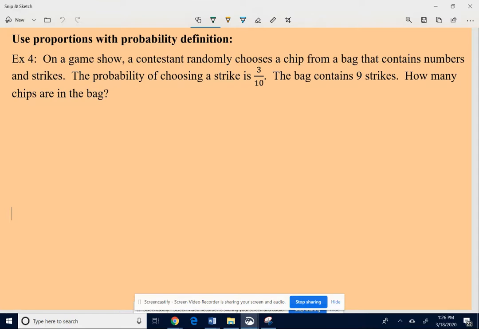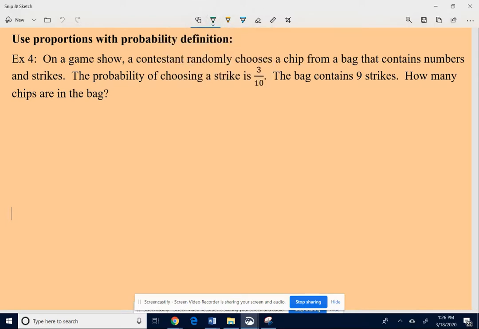Example 4. On a game show, a contestant randomly chooses a chip from a bag that contains numbers and strikes. The probability of choosing a strike is 3 out of 10. The bag contains 9 strikes. How many chips are in the bag?